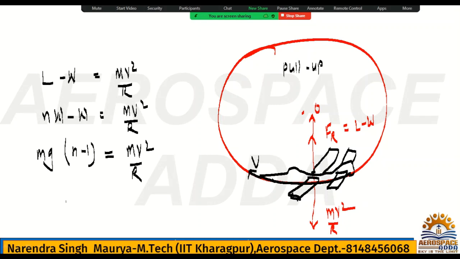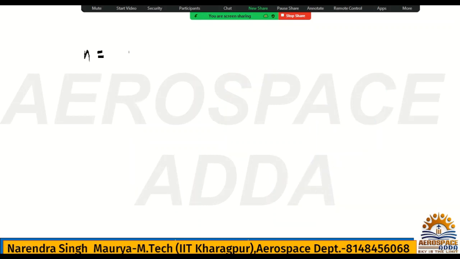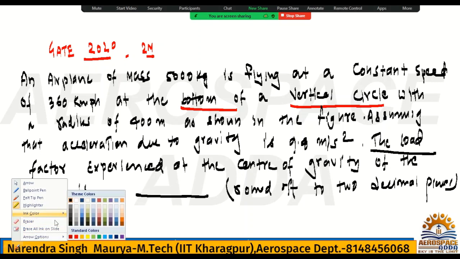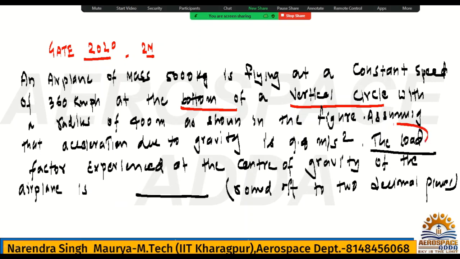So you have to remember the formula. No need to derive every time. So what will be n minus 1? Because they are asking for the load factor. In the problem, they are asking for the load factor. So mass cancels out. It will be v square by Rg. What will be n? 1 plus v square by Rg. Finished. Check, in the problem they have clearly mentioned the load factor.